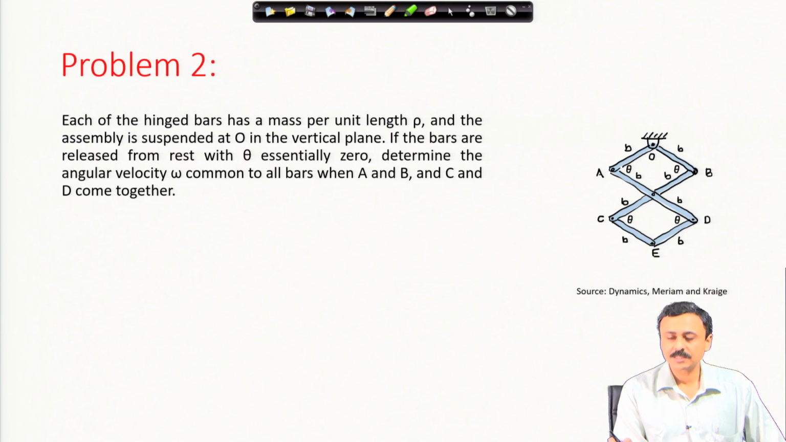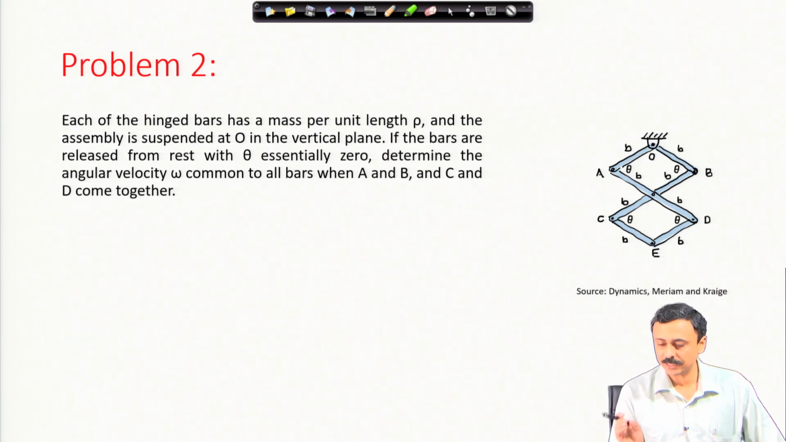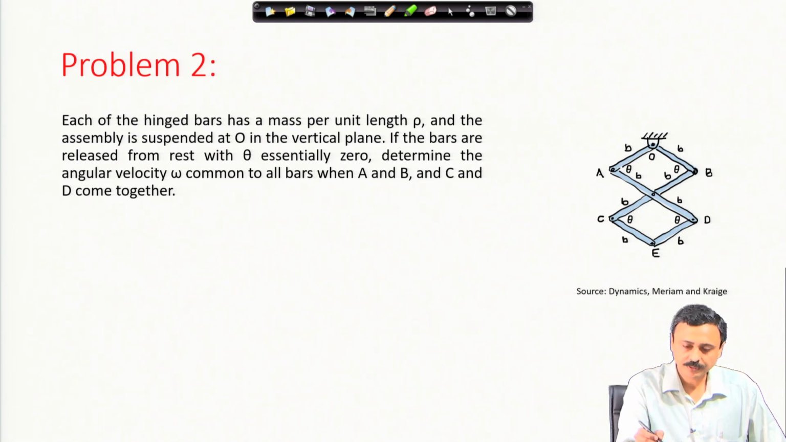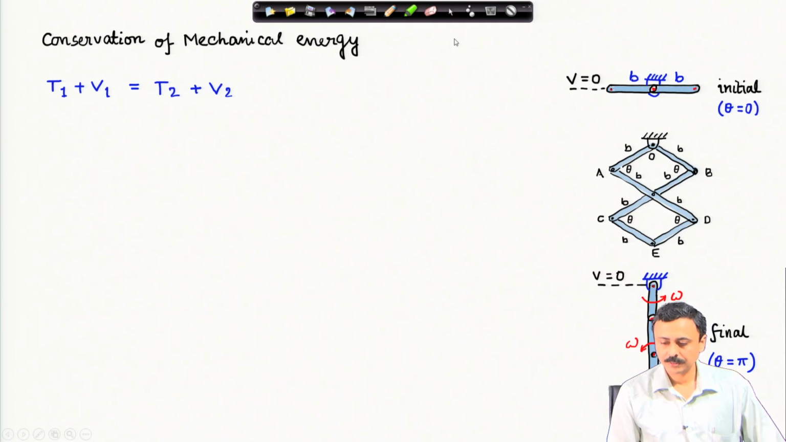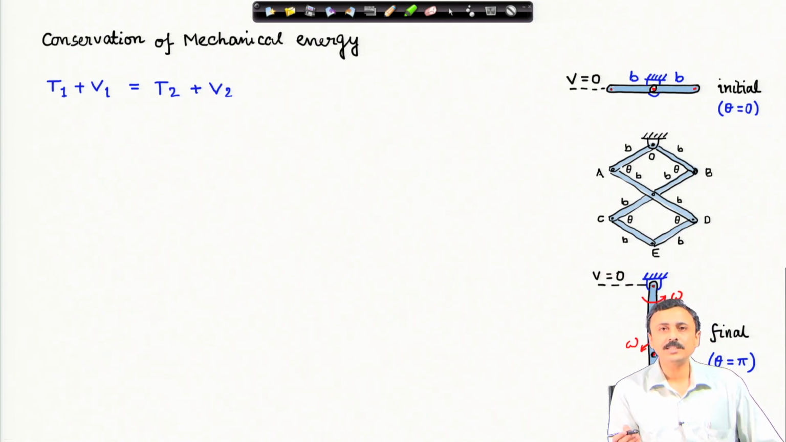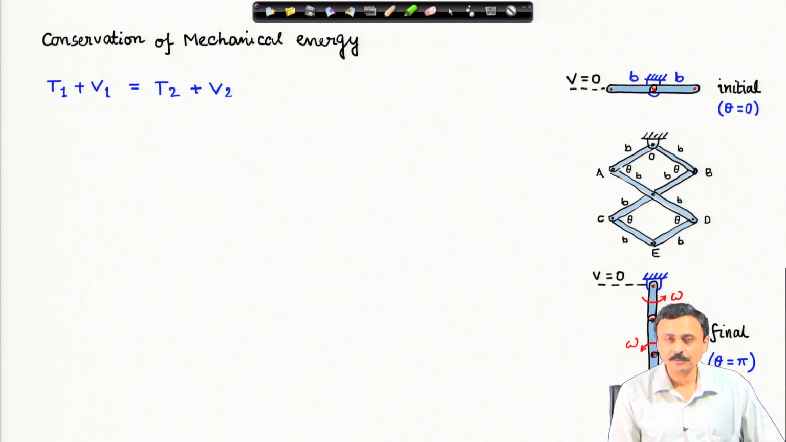When this mechanism is fully stretched, you will find that A and B will come together and similarly C and D will also come together. That will happen when theta is equal to pi, and it starts from theta equal to 0. I have drawn the 3 states, the starting state, the intermediate state and the final state of the mechanism as it moves.